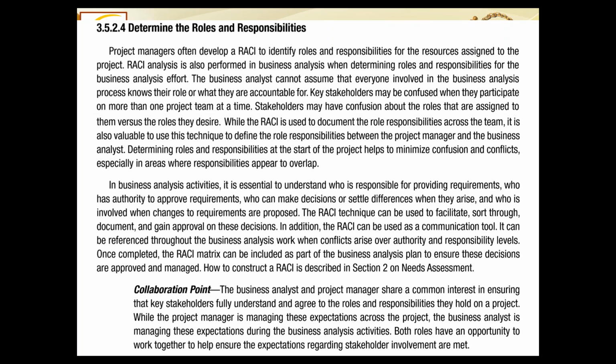Probably we have discussed this in need assessment also, and in project management, and various other places where we have been using RASI. So RASI is not a very difficult job, but it is a very useful tool which will clarify the roles and responsibilities of the several people involved. And here we have very clearly mentioned why we require this RASI chart. We want to see who is responsible for providing the requirements, who has authority to approve the requirement, who can make decisions or settle differences, and who is involved when changes to the requirements are proposed. These are the four major items about conflict where the RASI chart might be useful.